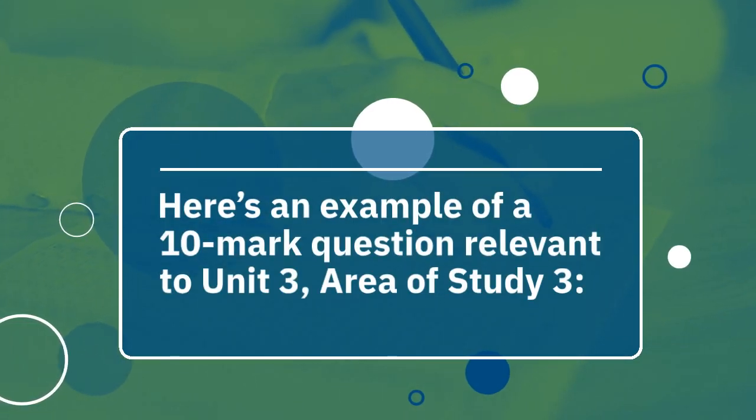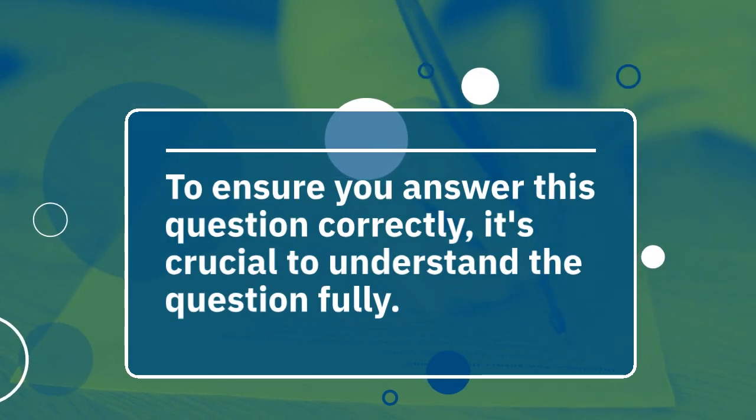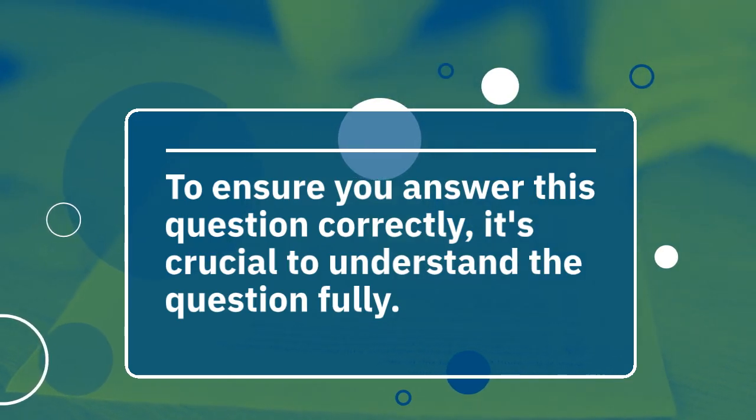Example question. Outline 4 strategies that can be adopted in operations management. Discuss how the ethical and socially responsible management of an operations system applies to each of the 4 strategies. To ensure you answer this question correctly, it's crucial to understand the question fully.